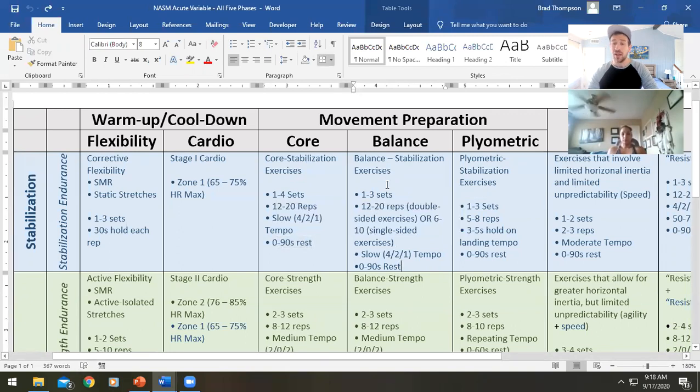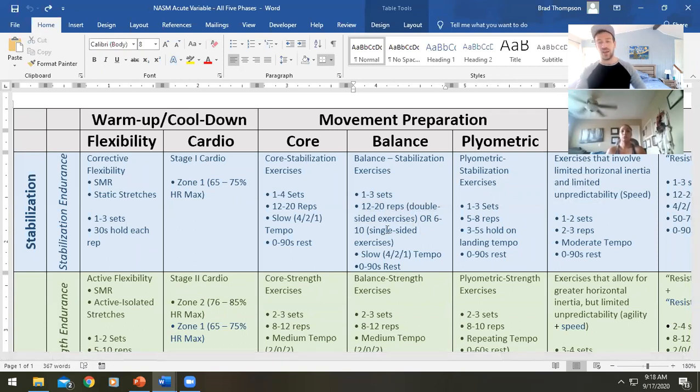Then we have our balance stabilization exercises, which are 12 to 20 repetitions if it's a double-sided exercise, which it never is, or 6 to 10 repetitions if it's single-sided, which, because it's balance and you're standing on one leg, it's always single-sided. So 6 to 10 reps there. So, you know, if I had my leg up, right? And again, exercise selection-wise, I'm picking balance stabilization exercises, which are all those balance exercises that do not move the balance leg.